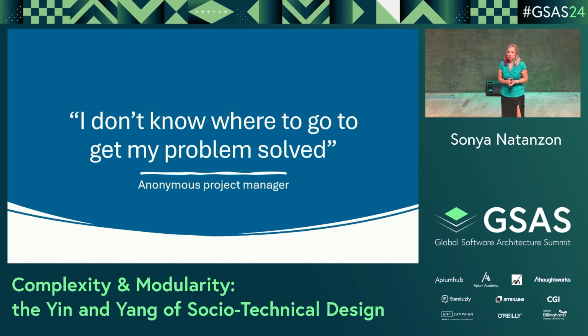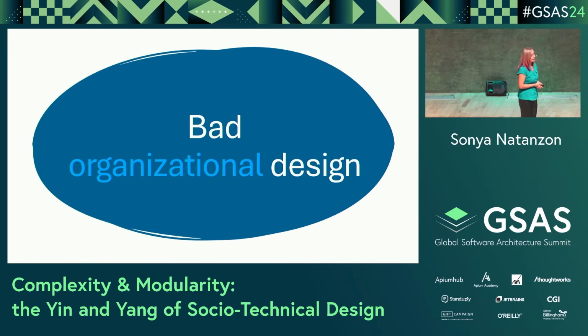I worked with this project manager who, after 6 months of being at a company, told me, "I have no idea where to go to get my problem solved. I've worked in much bigger organizations, and it was always clear to me how to navigate them. Here, I go to one group where I think is the right place, and they send me to another group, and they send me to another group, and so on." That's a manifestation of social complexity. And much like technical complexity, that one comes from bad design. In this case, bad organizational design.